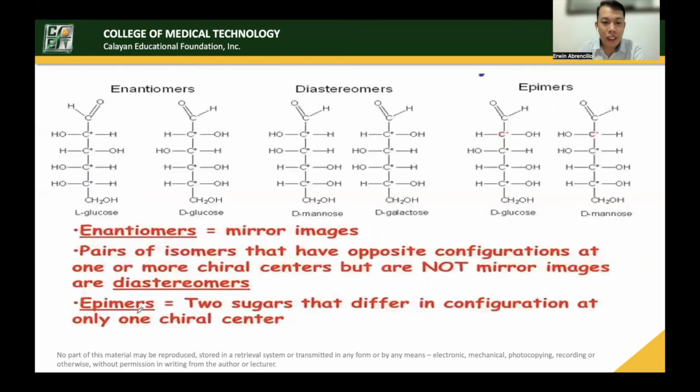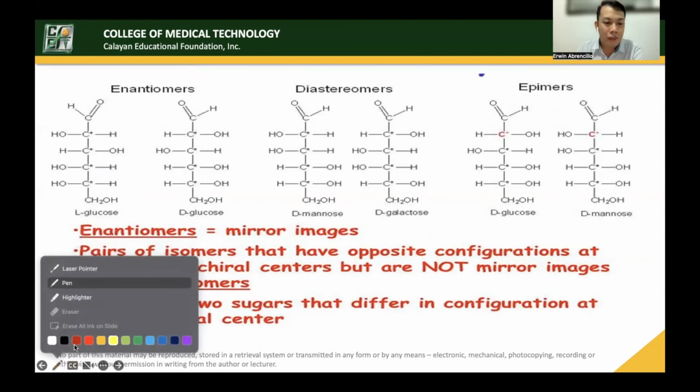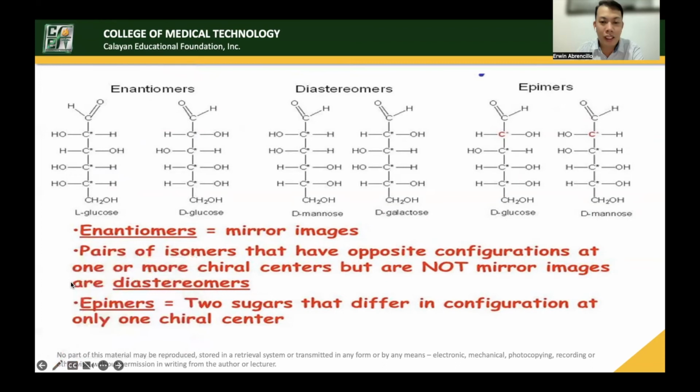All right. So let us now look into this specifically. So we have here enantiomers, diastereomers, and epimers. So let us include the epimers so that later on you can easily understand what they are. By the way, you'll notice here that there are asterisks. They are called chiral centers. So there are a lot of chiral centers.